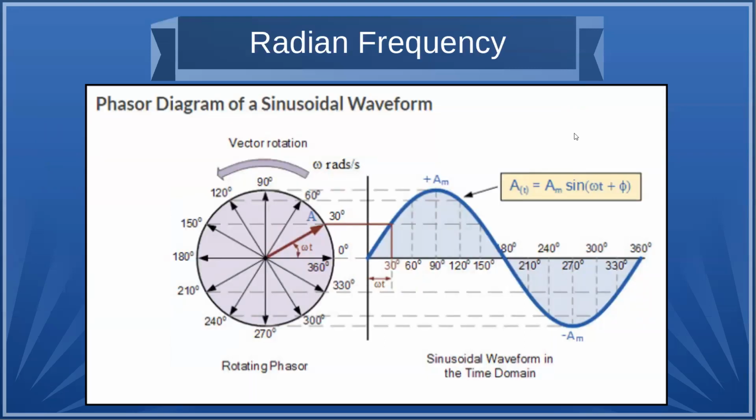Now this is a phasor diagram. Remember, a phasor is a little bit different than a vector. A vector is a length from some point in space to another point in space. A phasor is a length at an angle, and we usually plot those on a polar chart.